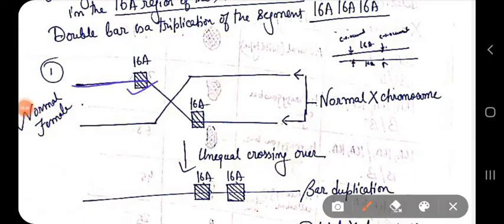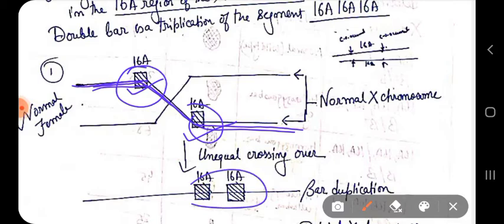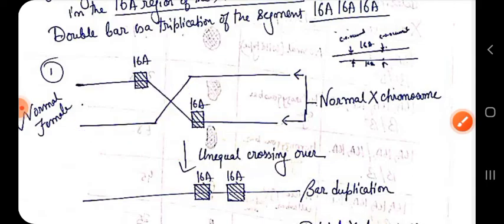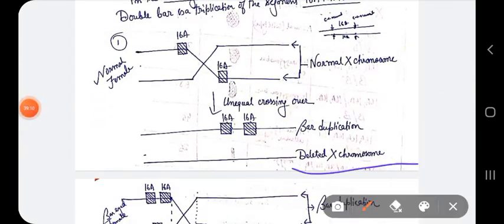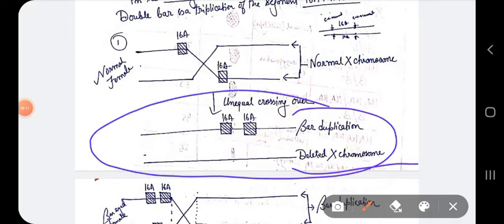As a result of unequal crossing over, one of the chromosomes will get the two 16A regions. That means duplication occurs. Here it is. While the other chromosome will not get that 16A region. And the 16A region strongly leads to the bar feature. Okay, bar I phenotype feature. So it leads to bar, and this one is the deleted X chromosome.